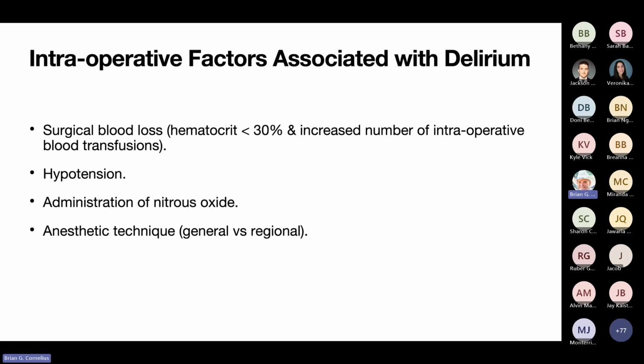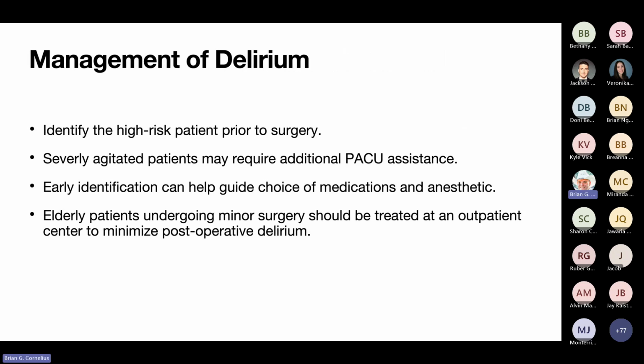So from a kind of intraoperative standpoint, what contributes to it? Patients with large blood volume losses. So if you have somebody that you have to transfuse multiple times, they're at elevated risk. Periods of hypotension tend to be associated with cognitive dysfunction. The administration of nitrous oxide and volatile agents can as well. So a lot of times what we'll try and do for these patients is a regional or a neuraxial blockade. And then if we're not able to do that, we may consider doing something like a propofol-based TIVA for those patients. So how do we manage it?